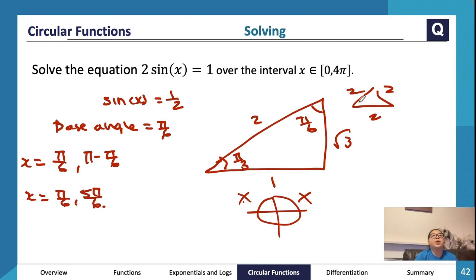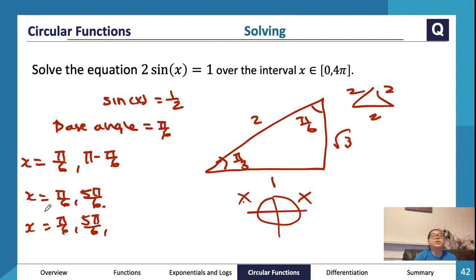Okay, cool. Now we need to check for the domain. So those two solutions are in the domain. If we check minusing, that would become negative 11 over 6 pi, and that would become negative 7 over 6 pi. So that's outside the domain, so we don't want to go backwards. Now we can check with forwards. So that's pi on 6, that's 5 pi on 6.